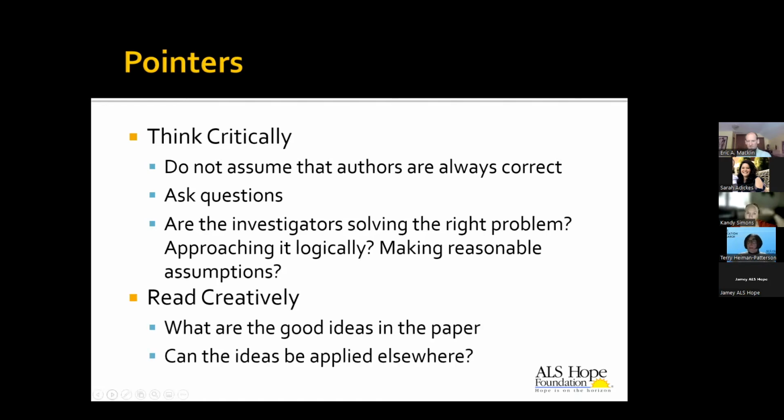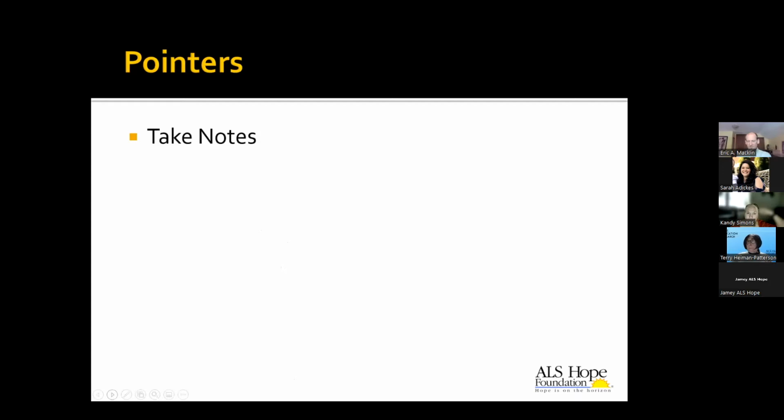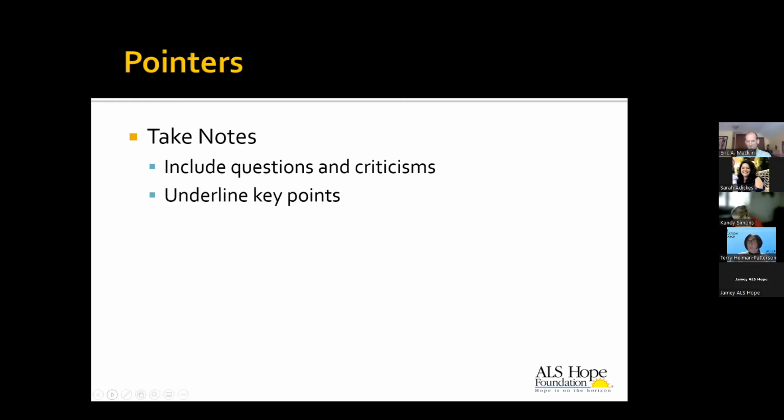Read it creatively. What was good about the paper? What are some of the good ideas? And can it translate to other areas? Take notes. It's always good to take notes. Mine had all this stuff in the margins and all this highlighting. In fact, people used to tease me, like, what isn't highlighted? But take notes and underline, and include questions and criticism in the margins so that you can go back to them. You think you're going to remember, but you won't. So underline your key points and include your questions.